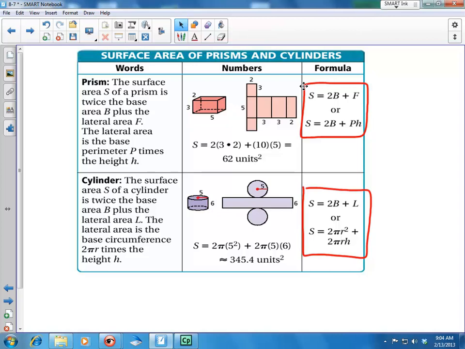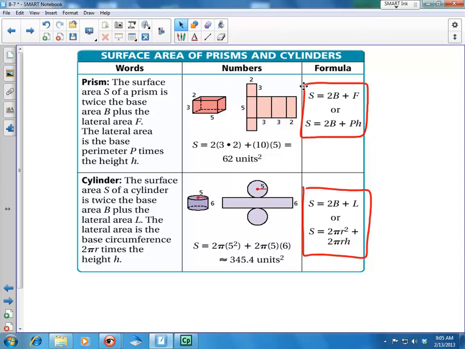The big P is the perimeter of the base, times the height. The H is the height. Why do you think we do 2 times the big B? Because we have 2 bases. That's right. Whenever we find the area of the base, we have 1, and we multiply it times 2, which gives us the area of that other base. It's times 2, not to the second power. It is times 2 because there are 2 bases.